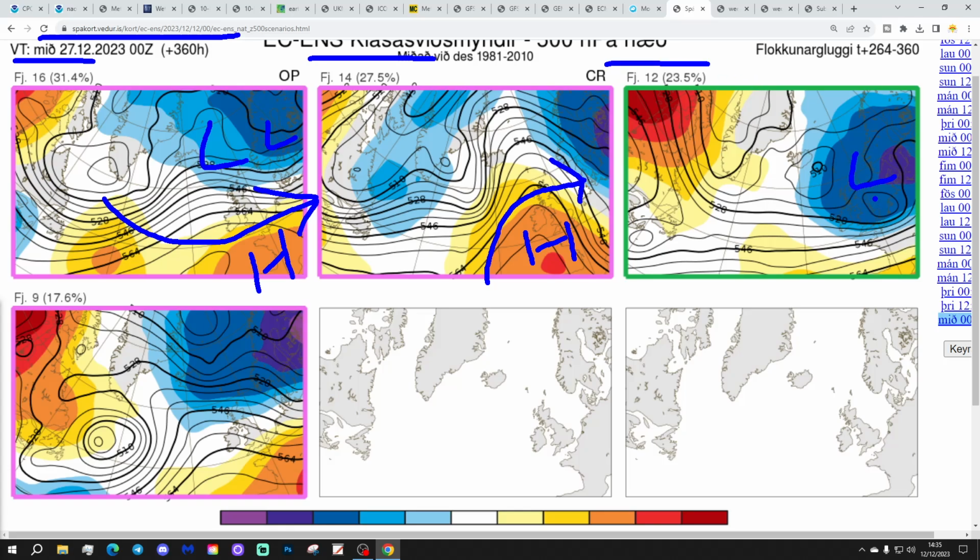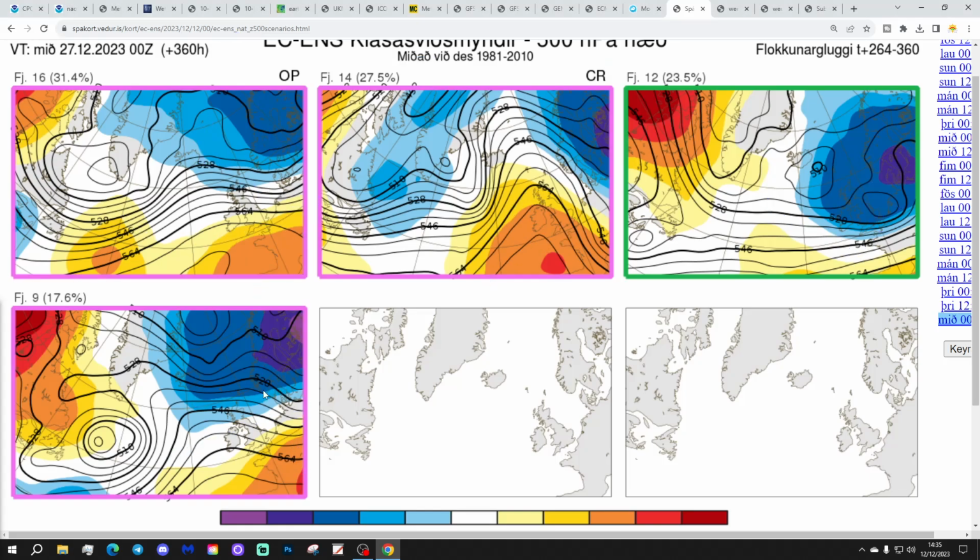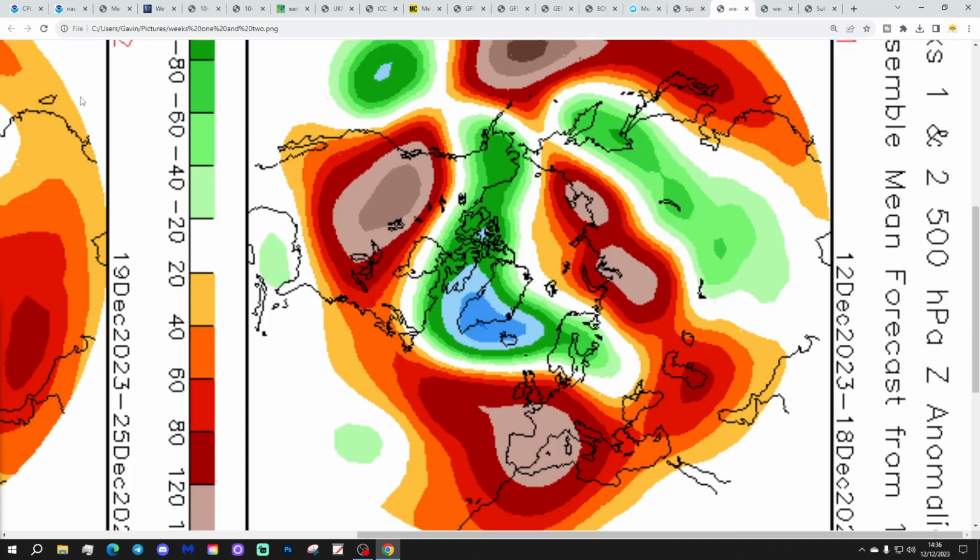12 have low pressure over and to the east of the country, which might be a little bit cooler and unsettled. And 9 again have low pressure to the north in Scandinavia, high pressure down towards France, and winds again coming in from the west. It all looks Atlantic driven, I have to say, up to, over and even beyond Christmas.